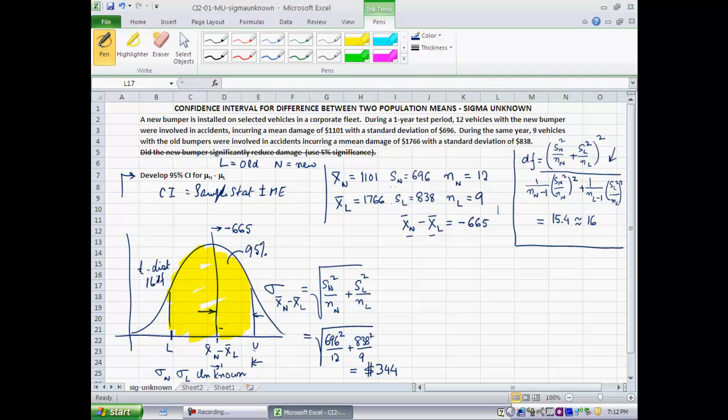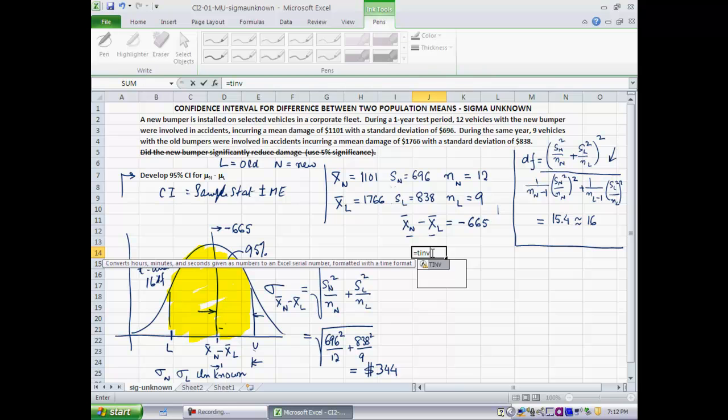So how large should that margin of error be? You may recall that the built-in Excel function that we would need to use in this case is TINV, the T inverse function, which requires as a probability the area of the two tails. I want the area between L and U to be 95%, so the area in the two remaining tails is 5%. So I put in 0.05, and degrees of freedom is 16.